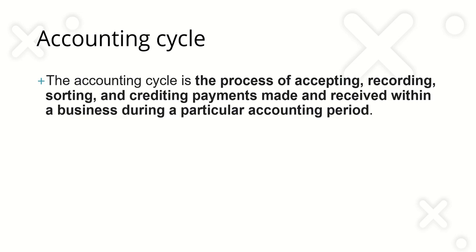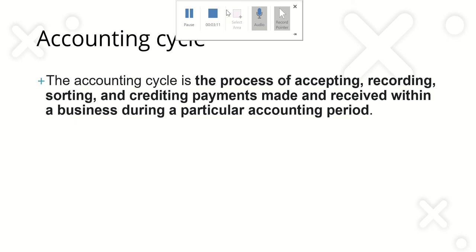So what is the accounting cycle? The accounting cycle is the process of accepting, recording, sorting and crediting the payments and receipts of the business during a particular period. Before we go to that, you must know what the accounting cycle is and how we do that. In the next video, we will see what the accounting cycle is and how to start it in MS Excel.